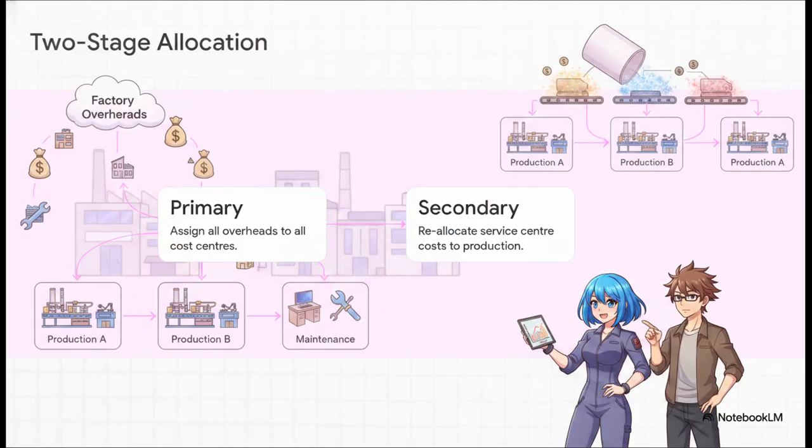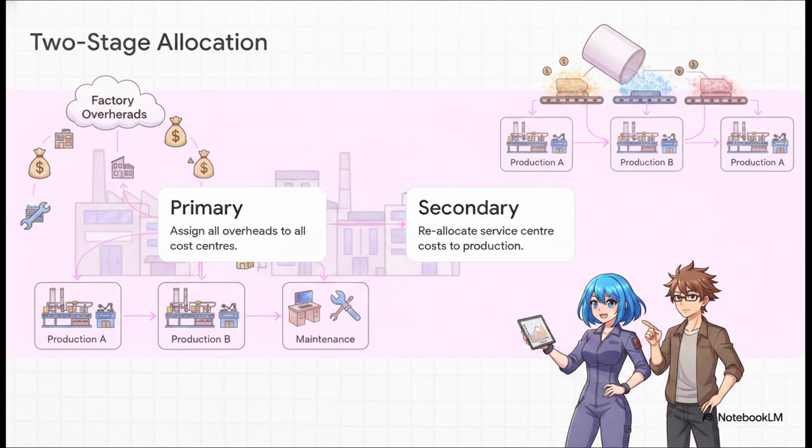So, you might be wondering, how do we actually get those valid manufacturing overheads into our product cost? Well, we use a two-stage allocation process. Step 1A is primary allocation. This is where we take all the factory overheads, like rent, and assign them across every single department in the factory based on some kind of logic, like floor space.